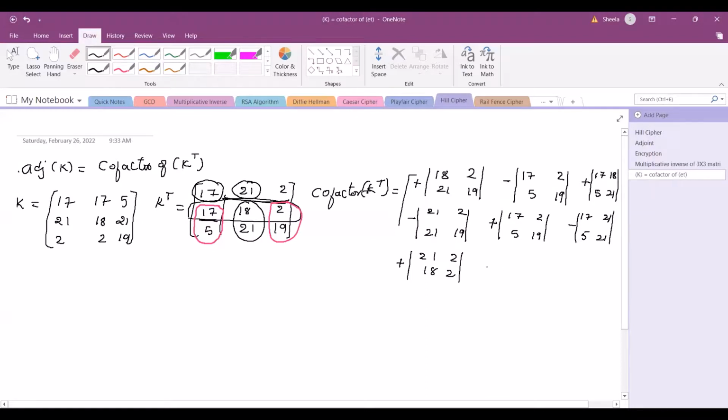And similarly, third row, second column means the sign is negative, and the elements I'm going to get are 17, 2, 17, 2. And here, third row, third column. So 3 plus 3 is 6. So minus 1 to the power of 6 means plus. So we are going to get the elements as 17, 21, 17, 18 because I have skipped third row and third column. So now this will be the cofactor matrix. So find out the determinant and you are going to get the cofactor matrix.